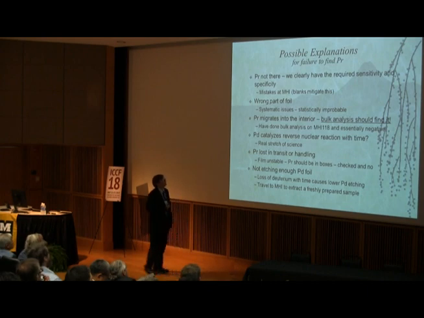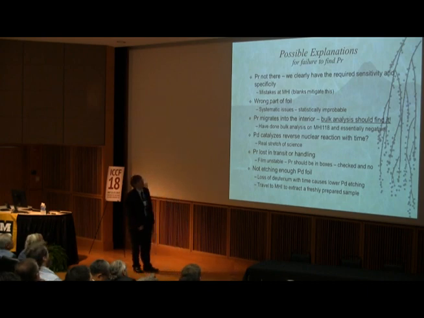What could have happened? Well, it's not there. Maybe we looked at the wrong part of the foil accidentally. Maybe it migrates. Well, we could have found it. Maybe it catalyzes reverse nuclear reaction with time. I think that's a pretty good stretch. Maybe it was lost in transit. Like I said, we extracted everything and their brother. We could never find it. Maybe we weren't etching enough. Well, we looked at the bulk and we couldn't find it.